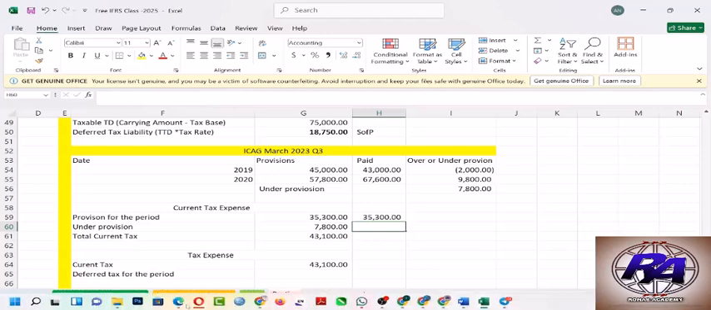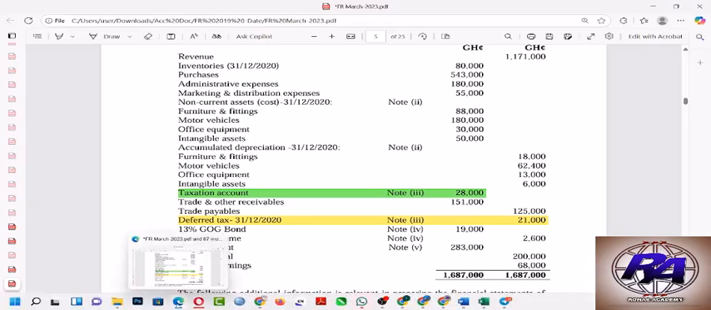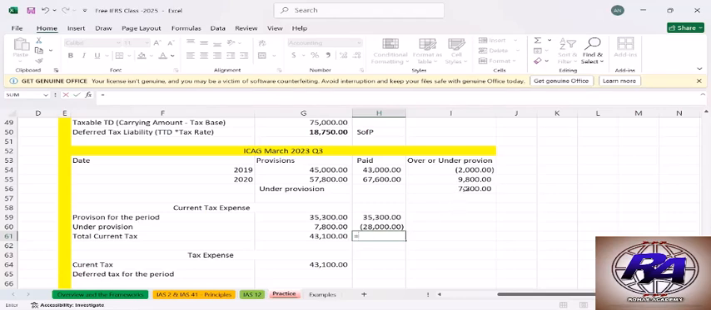This 28,000 is also under provision. This is at the debit side, right? So this is also under provision under normal circumstances. So what we do, we are supposed to less, but let's see something. 28,000, and then let's put our under provision, which we have already computed over here. Now let's add these three and see what we get. This plus this plus this.